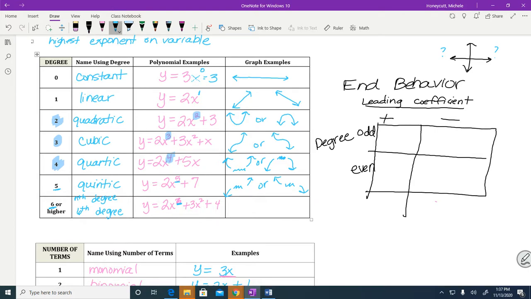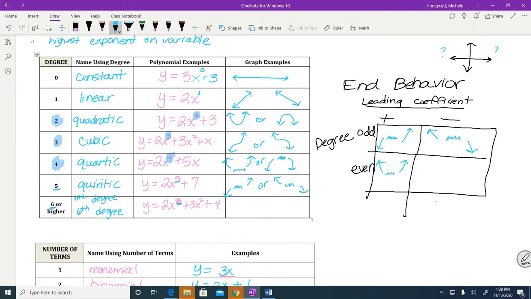Okay. If the degree is odd and the leading coefficient is positive, the left side of your function will point down, the right side will point up. We're not sure what's happening in the middle, but we do know for sure that's what's going to happen. If the leading coefficient is negative and the degree is odd, then the left side will point up, sorry, and the right side will point down, and then in the middle, we don't know yet. If the degree is even, leading coefficient's positive, both ends will point up.